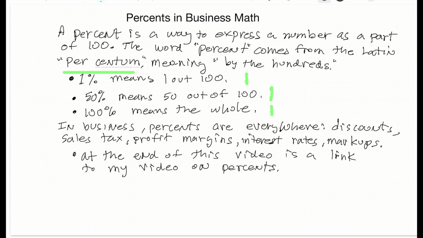So in business, percents are everywhere. They're in discounts, sales taxes, profit margins, interest rates, markups, and various things you'll see in everyday life. So that's what this video is going to be about, talking about percents and how we calculate them. We're going to do some examples.